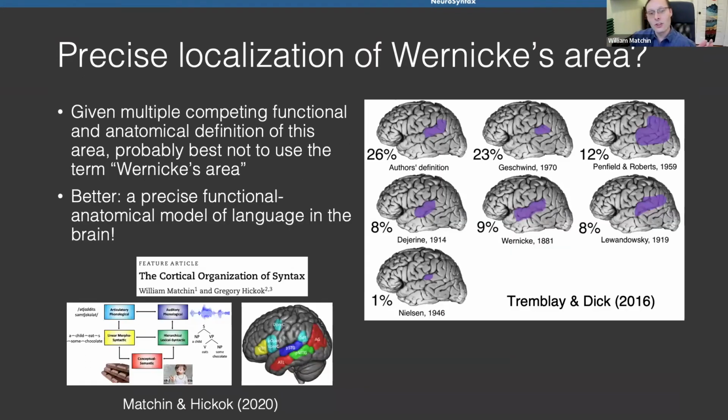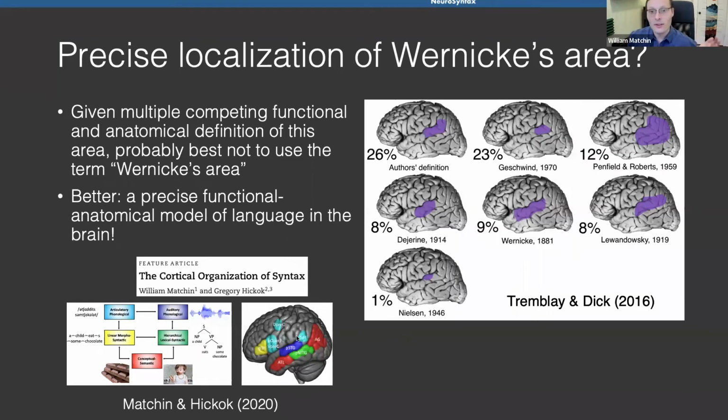And so, yeah, in general, the term Wernicke's area is probably not a good term to use, because this nice study by Tremblay and Dick basically just found that when they polled relevant scientists in the neurobiology of language, they're all over the place in terms of their endorsement of different definitions of Wernicke's area. We probably shouldn't be using that word. We know it's more complex than that. There are different functions associated with different regions.